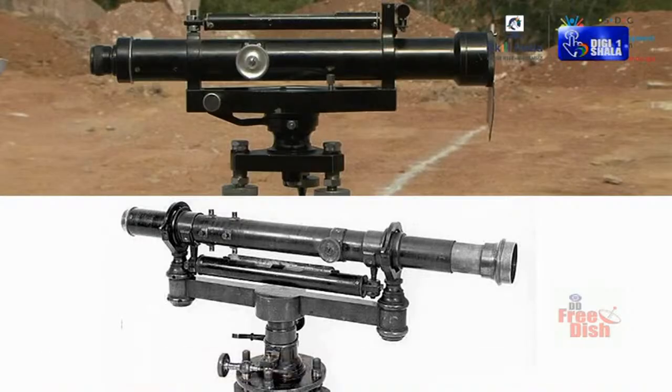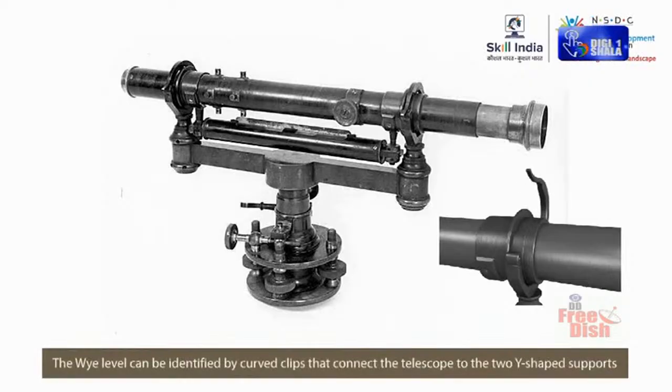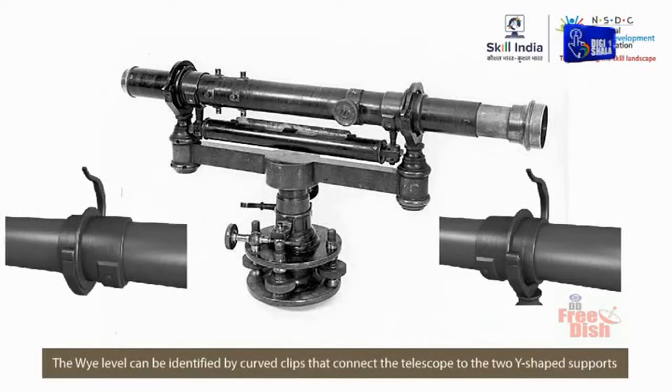Now, let us take a look at the Y level. The Y level is an instrument with the telescope mounted in two vertical Y-shaped supports. Most of its parts are similar to that of the dumpy level. The Y level can be identified by curved clips that connect the telescope to the two Y-shaped supports.